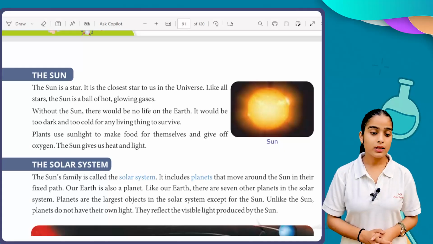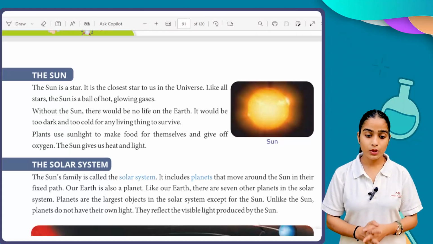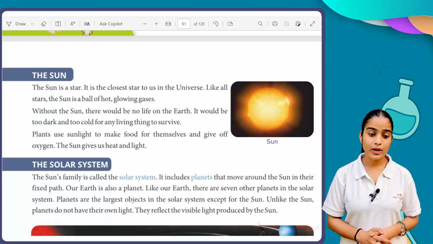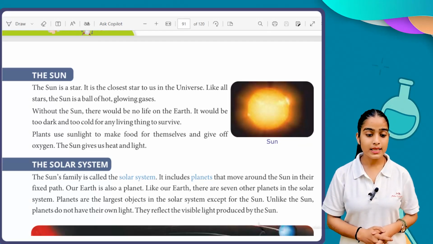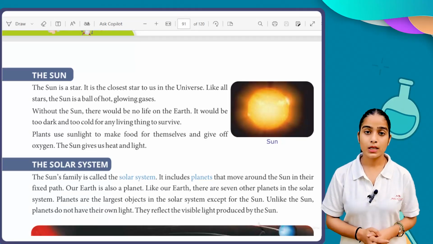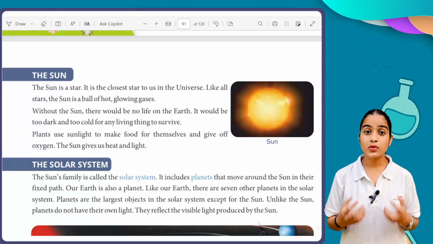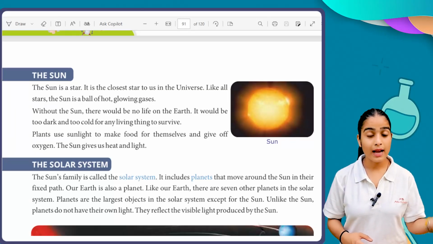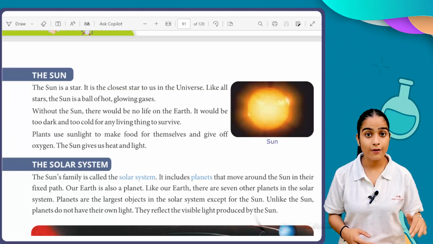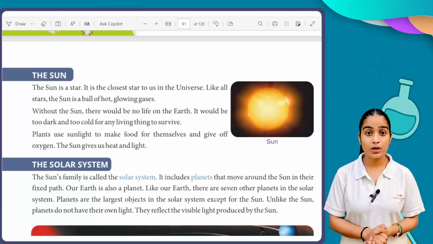Without the sun there would be no life on the earth. It would be too dark and too cold for any living thing to survive. Plants use sunlight to make food for themselves and give off oxygen. The sun gives us heat and light. So without the sun we cannot live, because we human beings need food, and with the help of sunlight plants can make their food and we can use plants as our food. That is the first importance of the sun in our life.